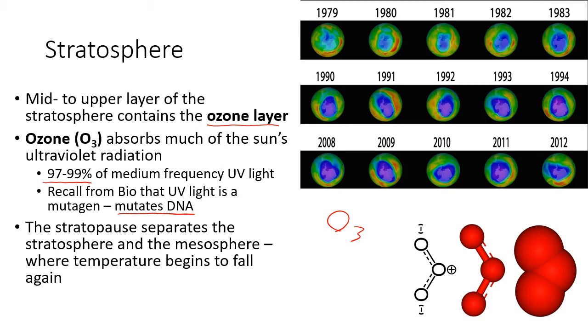Okay, we'll talk about why there was a hole in the ozone layer, or why at least there was a thinning of the ozone layer over Antarctica later on in the school year.